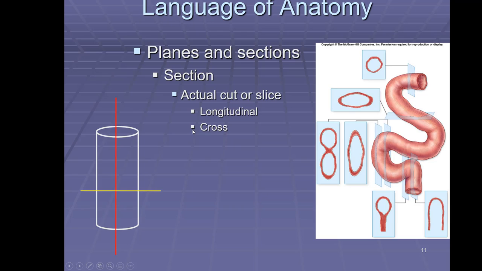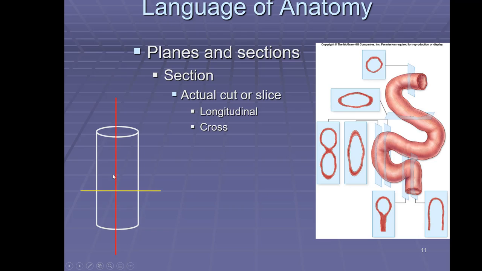So a section is an actual cut or slice. Imagine that we had an organ that kind of looked like this, like a tube. This could be part of your intestines. And if you cut it where this yellow line is and look at it, it's going to look completely different than if you look at it after you cut it where this red line is.